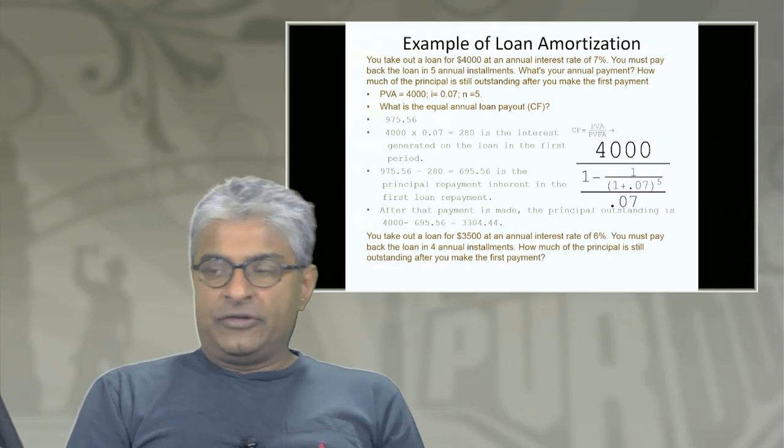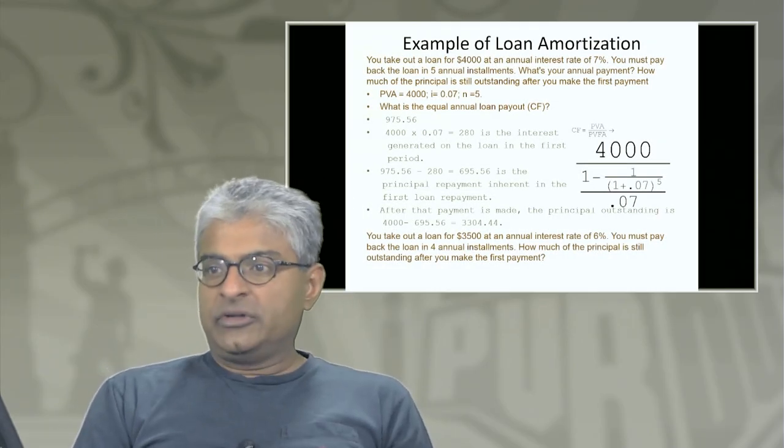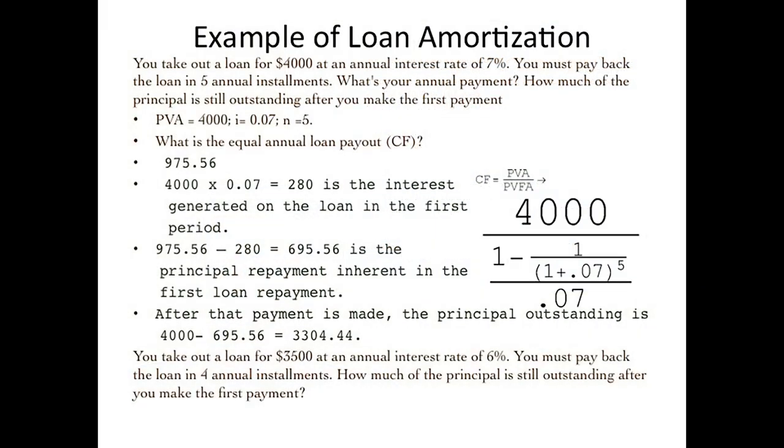Here's an example of loan amortization at work. So here's the problem. You take out a loan for $4,000 at an annual interest rate of 7%. You must pay back the loan in 5 annual installments, and they are assumed to be equal. What's your annual payment? What are these equal cash flows? And how much of the principal is still outstanding after you make the first payment?